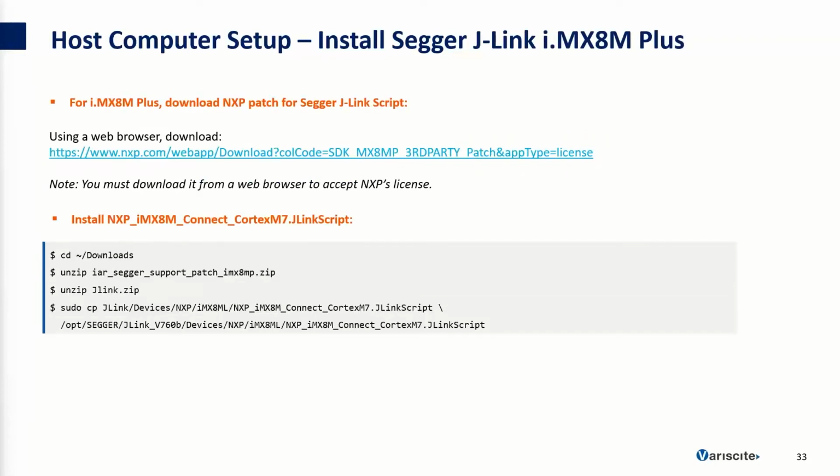And then lastly, there's a patch from NXP that needs to be applied to support the 8M Plus. Again, this patch has to be directly downloaded from NXP after accepting NXP's license agreement. So after downloading this, you can unzip the archive and then unzip the jlink.zip archive, and then finally copy the J-Link script for the 8M Plus to the /opt Segger J-Link directory as shown here. Again, this is only needed for the 8M Plus platform. All other Variscite SOMs are supported directly by Segger's Debian package.